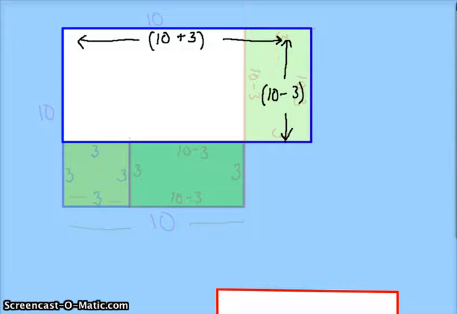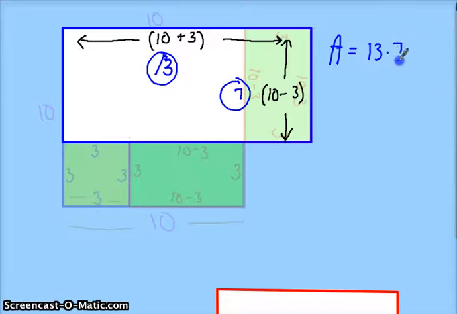I can see here that the length is 10 plus 3, which is 13. The height here is 10 minus 3, which is 7. The area is base times height. 13 times 7 is 91. Another way to get 91 square units here. The important thing to remember, and a pattern that we're going to see, is we have 10 plus 3 and 10 minus 3. So keep that in mind as we proceed.